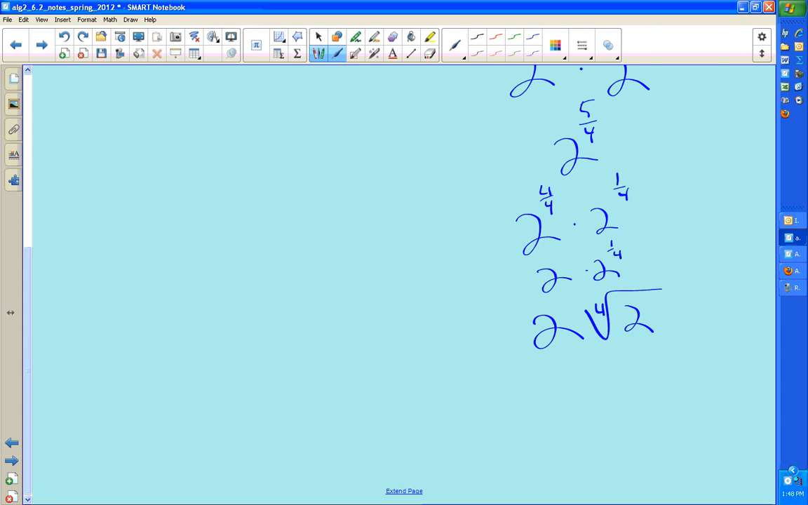So when the top of your exponent is bigger than the bottom, the rational exponent is more than 1, we can make this the 4th root of 2 to the 5th. And then we can do good guys, 2 to the 4th, bad guy, 2 to the 1st. The 4th root of 2 to the 4th is 2 times the 4th root of 2.